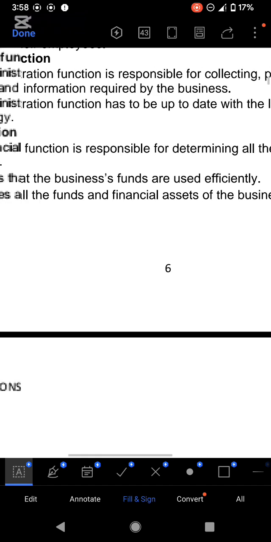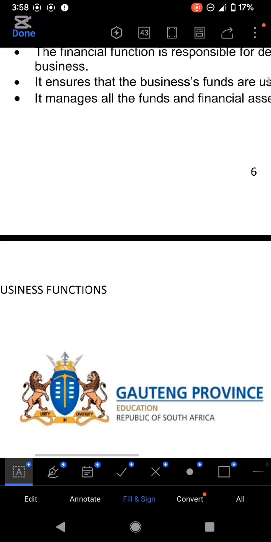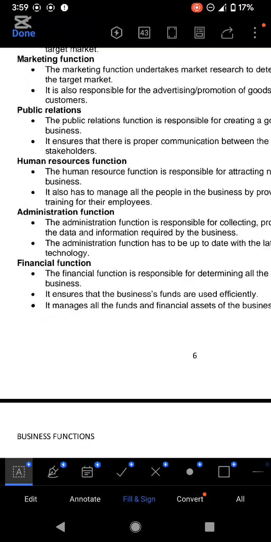Financial function, responsible for determining the financial needs of the business. So the finance guy needs to come in and say, okay guys, we sold 60 spatulas today, right? So it means we are out of bread, we are out of potatoes, and so forth. So what do we therefore need? How much do we need in order for us to restock? How much do we need for potatoes? How much do we need for bread, etc.?